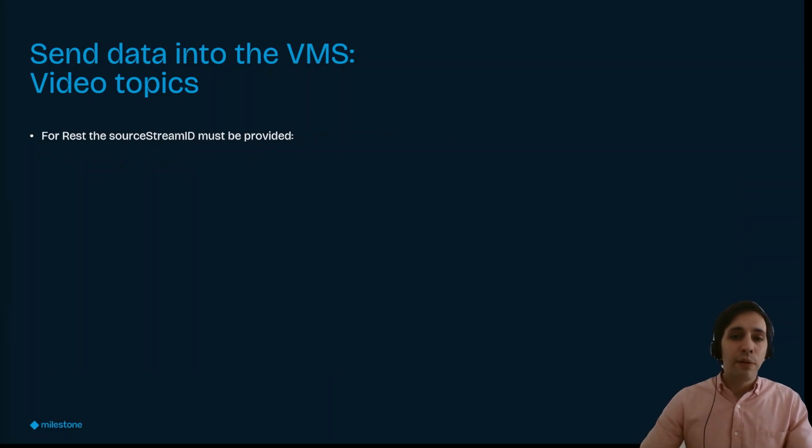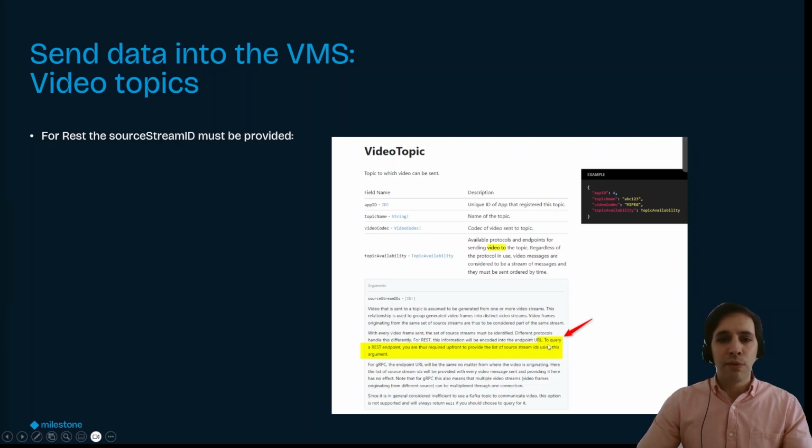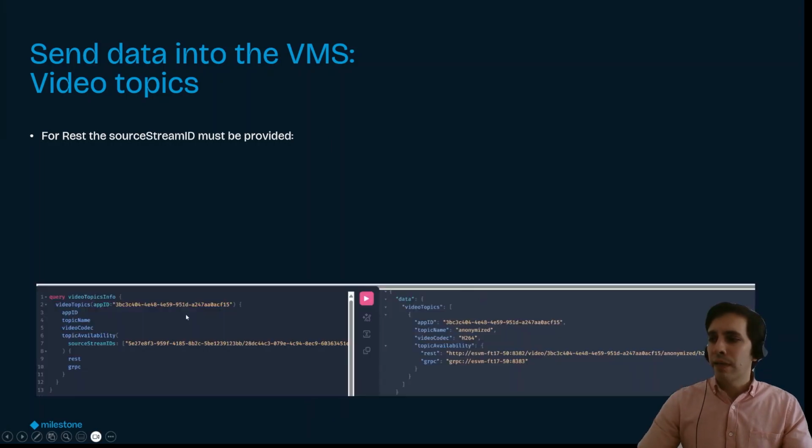When requesting the REST endpoint, we must always pass the source stream ID that we want in order to use REST protocol. This has been documented in our API: when fetching the REST endpoint, we must always include the source stream. As you can see in this example, I'm just querying video topics for a certain application. And then in the topic availability, I'm asking for REST and gRPC endpoints.